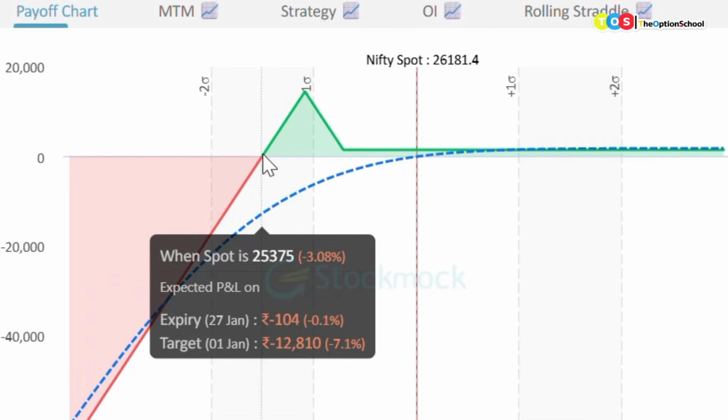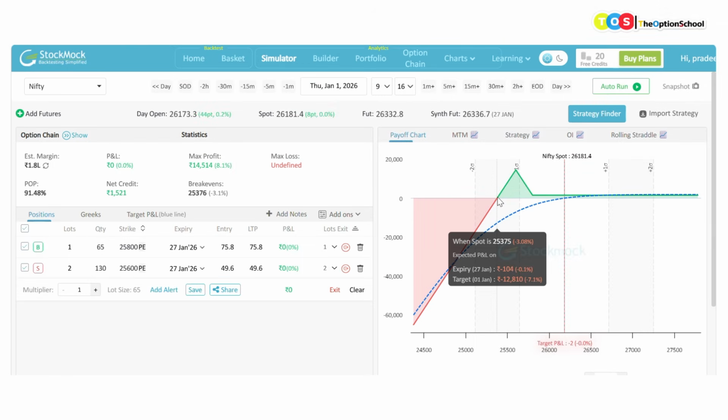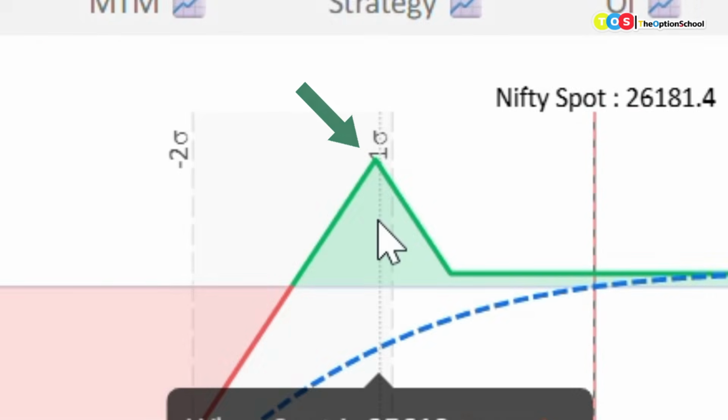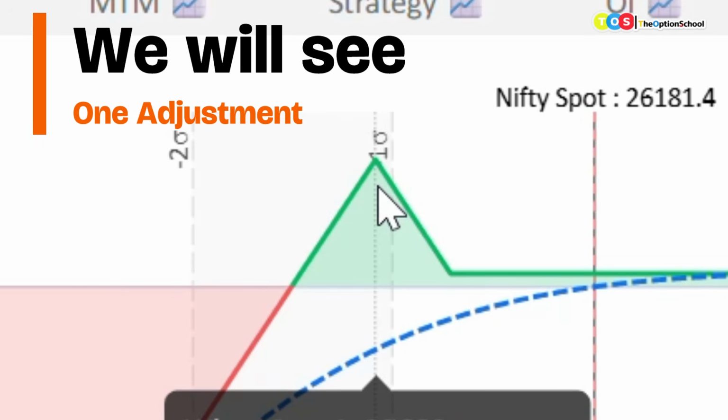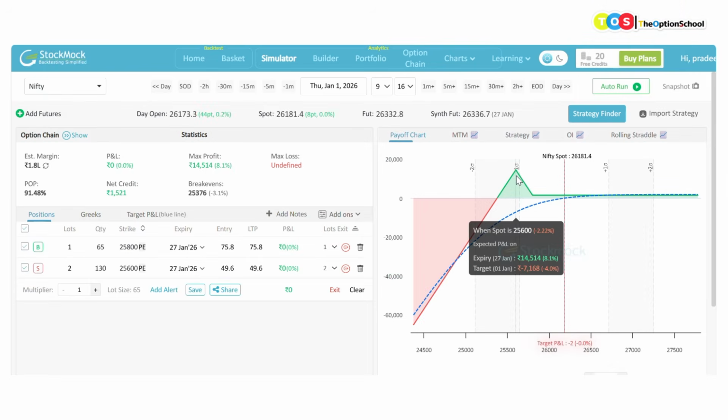But I cannot wait till 25,376 because by that time a lot of damage would have already happened. So generally, when it comes to put ratio spread, as soon as market touches this peak, there can be multiple adjustments which can be done. I will be showing one particular kind of adjustment today, but yes, there are multiple options available for how to adjust this kind of a trade.